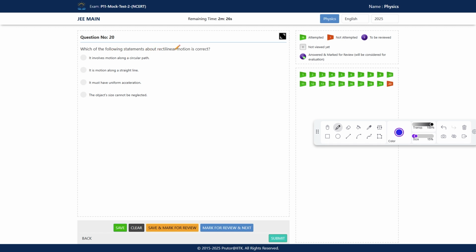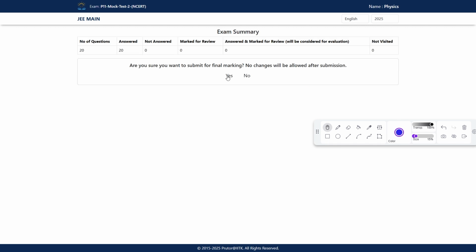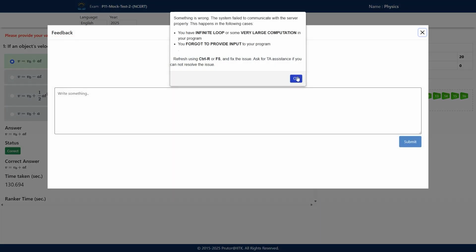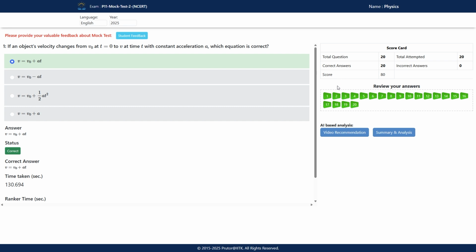Which of the following statements about rectilinear motion is correct? So in this question you have to define rectilinear motion. It involves moving along a circular path. Second option, it is motion along a straight line. C, it must have uniform acceleration. D, last, the object size cannot be neglected. Think about it. So this one is correct. Now save and submit. Yes. All questions are correct.